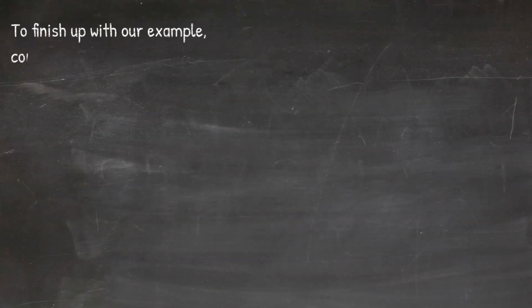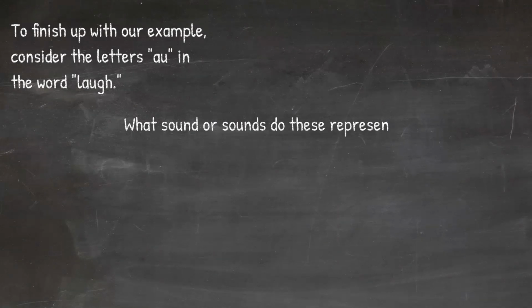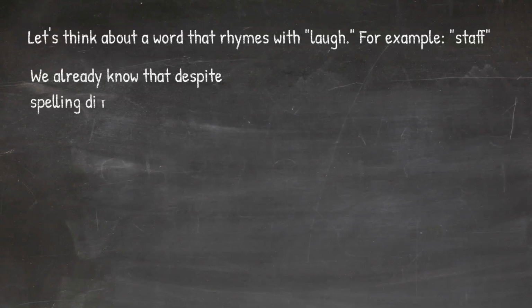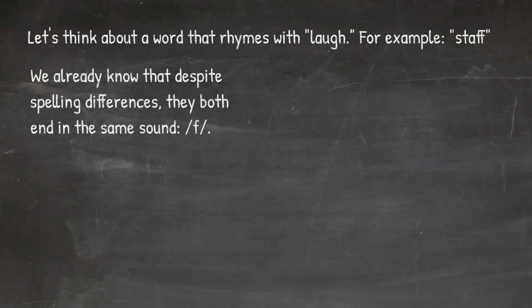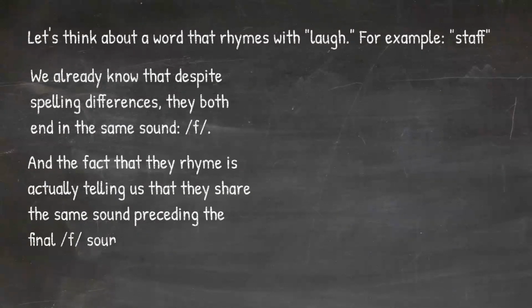To finish up with our laugh example, let's think about the letters AU in the word laugh. What sound or sounds do these 2 letters represent? One way to answer that question is to think about, say, a word that rhymes with laugh. One example would be staff. We already know that despite spelling differences, they both end in the same sound, F. And the fact that they rhyme is actually telling us that they share the same vowel sound preceding that final F sound.